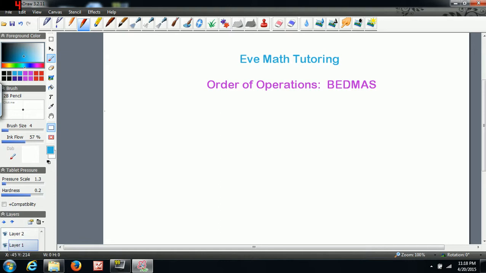So in mathematics, whenever you're doing any question, and this holds for every single question in mathematics, you always have to follow a very important rule, and that rule is called BEDMAS. This is what you have to use in order to determine which functions you're going to do first, which parts of the questions you're going to evaluate first.